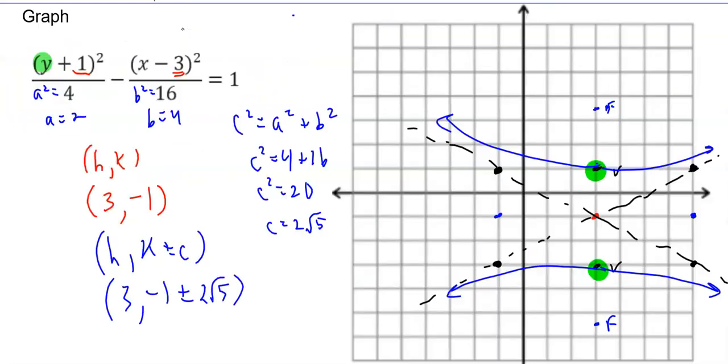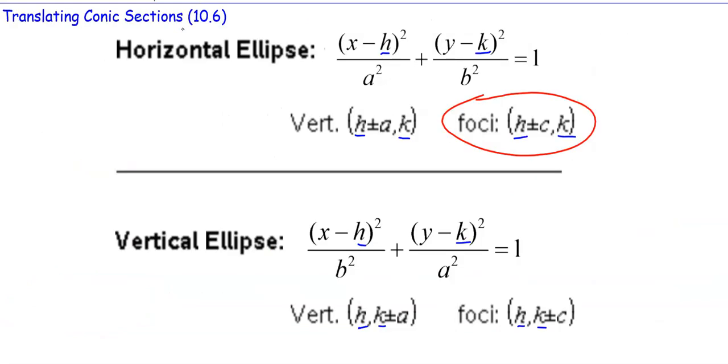Let's see if we have a PSAT. No, we're good.